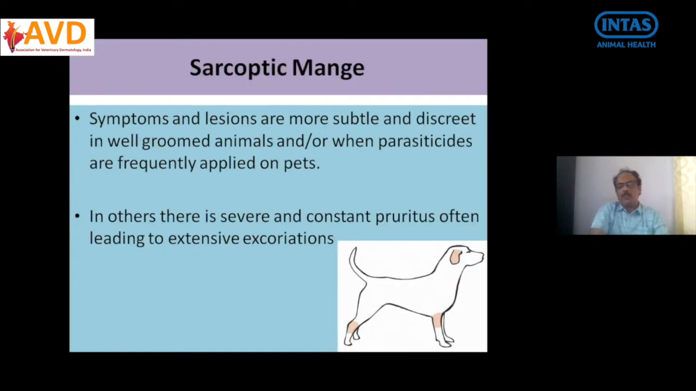Then another condition is sarcoptic mange, which is also very common. The thing is, the symptoms and lesions are more subtle nowadays because the animals are groomed daily by the clients, or parasiticides are frequently applied and they are well maintained in most cases. So a severe form of sarcoptic mange may not be seen in many cases, but in other animals which are not well groomed, the lesions are very severe and there will be constant pruritus leading to extensive erosions. The main areas affected are the limbs, ears, ventral neck, abdomen, and inner thigh region. All these sides are most commonly affected by sarcoptic mange.